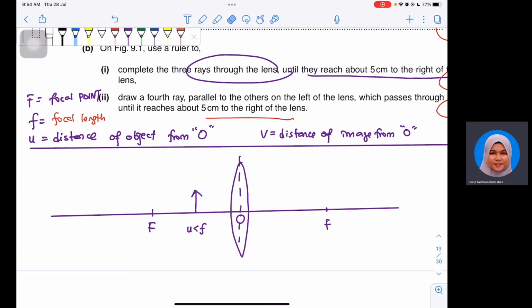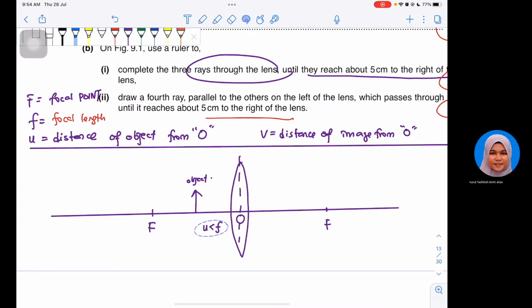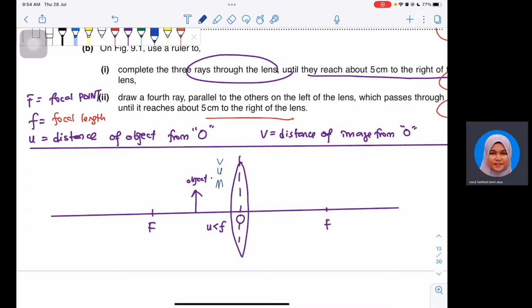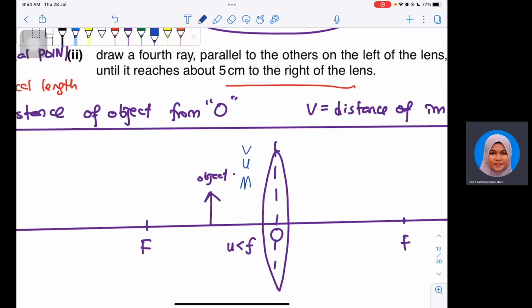Okay. So when object is here, okay, listen. Saya tulis ini object. So this is object. So when object is here, where is the image? So you kena tahu when object is here, the image characteristic is VUM. What is VUM?